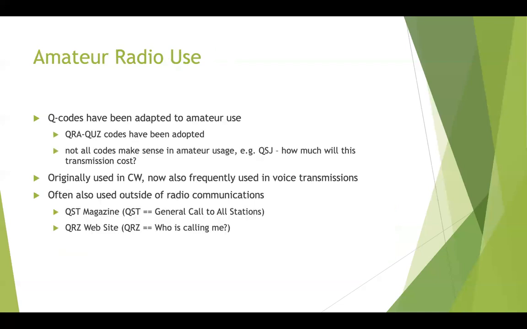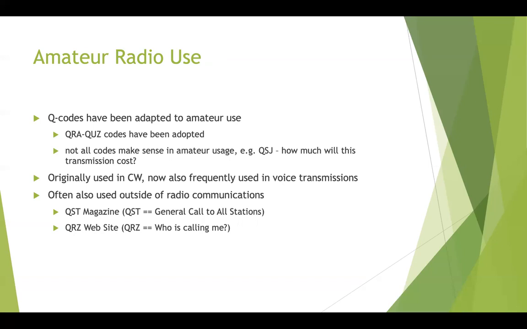So the Q codes have been adapted to amateur use. We use the QRA through QUZ codes. Not all codes make sense in amateur usage. For example, QSJ, how much will this transmission cost? We obviously don't charge anything for amateur transmissions. We're not allowed to. So that one we don't use. Originally used in CW, Morse code, but now frequently used in voice transmissions as well. So you might hear someone say, that was a nice QSO, or there's a lot of QRM. There's a lot of noise happening, right?